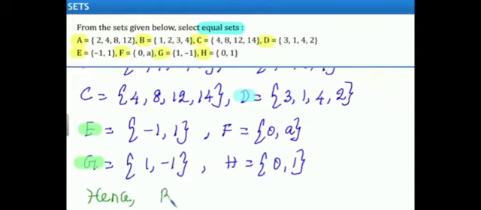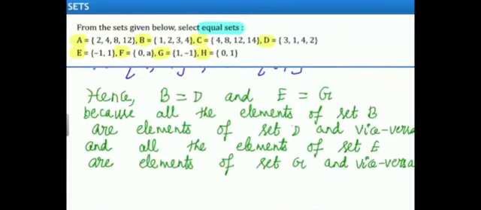Hence B equal to D and E equal to G, because all the elements of set B are the elements of set D and all the elements of set E are elements of set G and vice versa.